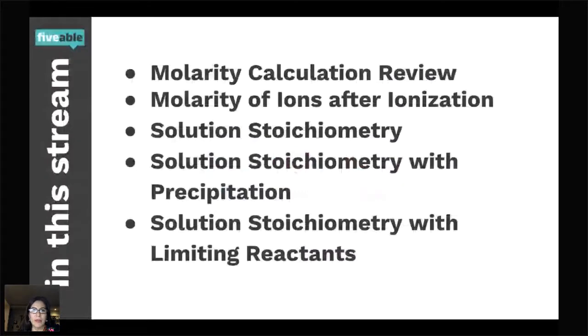This stream, we are going to do a review of molarity. We're going to learn about how to calculate molarity for ions in solution, after ionization. We are going to learn solution stoichiometry in general, with precipitation and taking into account the limiting reactants.